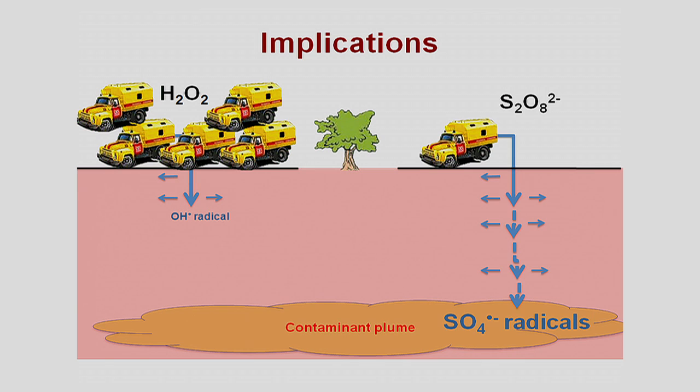In contrast, when we use persulfate, because persulfate activated by iron oxide reacts much slower, it can permeate deeper underground and reach the contaminant plume at a much deeper distance. And then the sulfate radical can react with it.